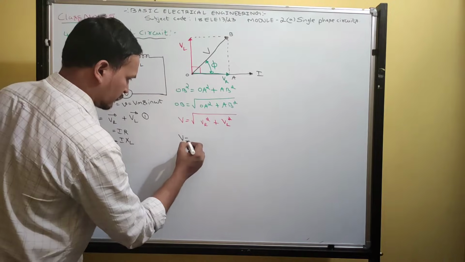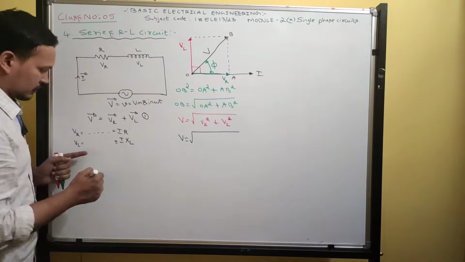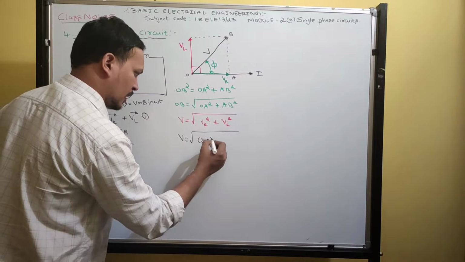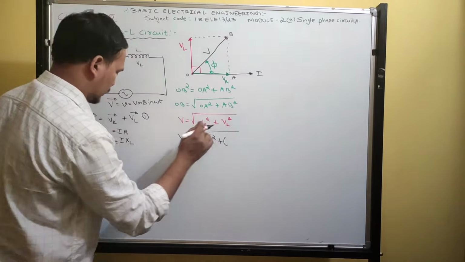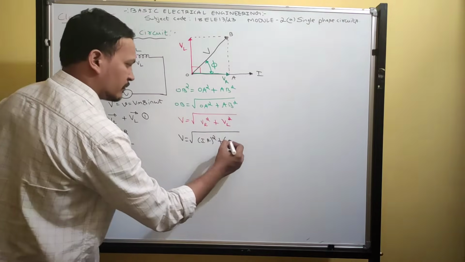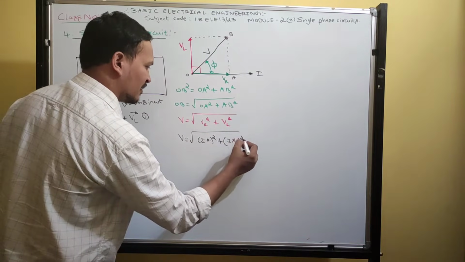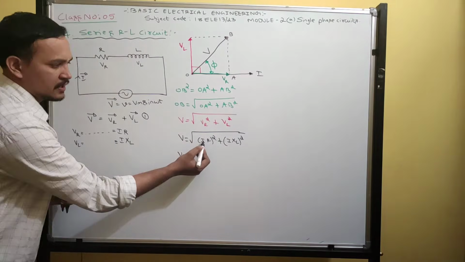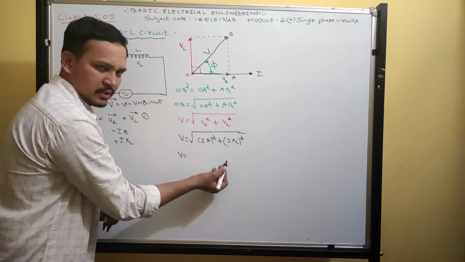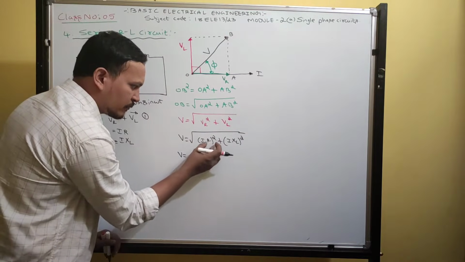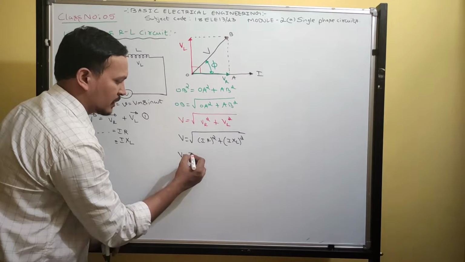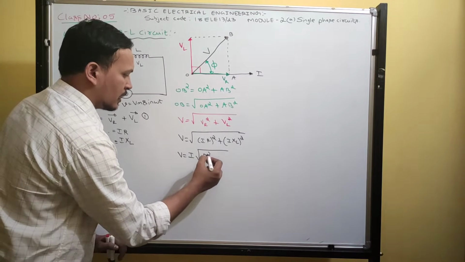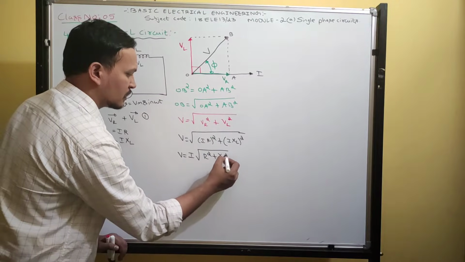Now we know that V is equal to the square root of what is the voltage across the resistor? I into R, whole square, plus what is the voltage across the inductor? Very good, I into XL, whole square. Now V is equal to the square root of I square R square plus I square XL square. If I take I square of both terms outside the root, it becomes I only. So, I times the square root of R square plus XL square.